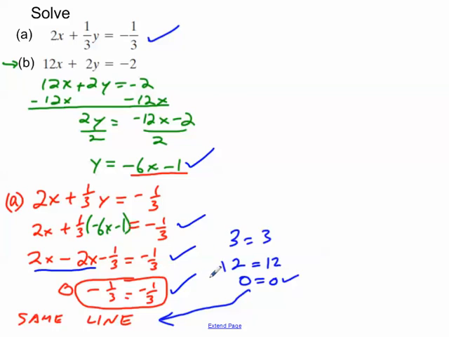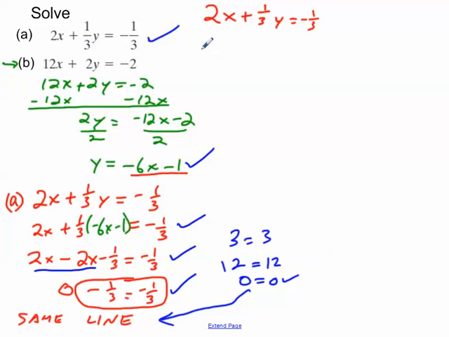Now, if we get to something like negative 1/3 equals negative 1/3, then that means that it's the same line. Why does it mean it's the same line? Well, if we put each of these into the same format, we could take our A line and modify it to put it into y equals mx plus b format. 2x plus 1/3 y equals negative 1/3. Put it into y equals mx plus b format, slope-intercept format, so we can compare the two lines.